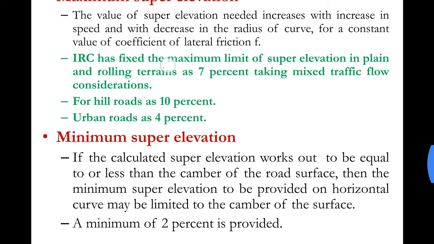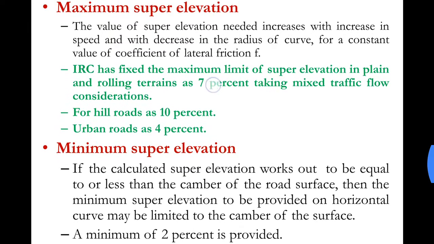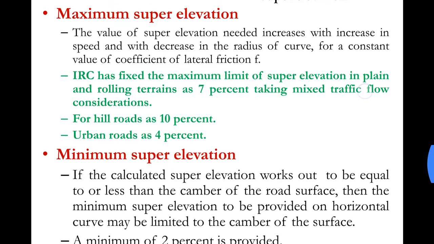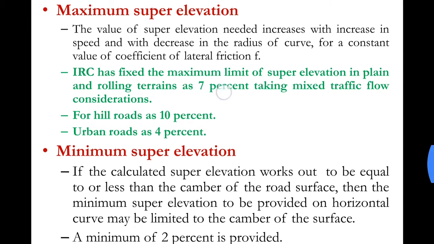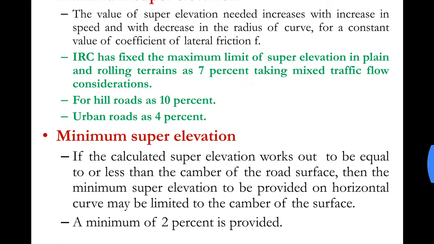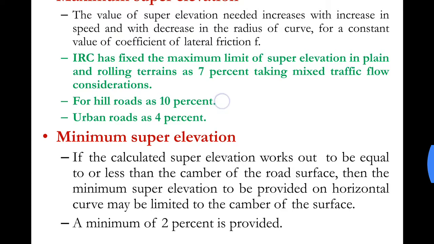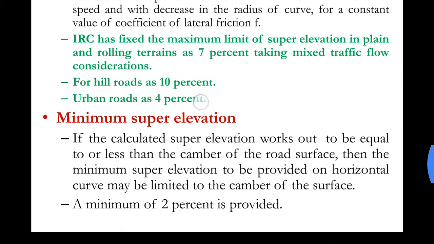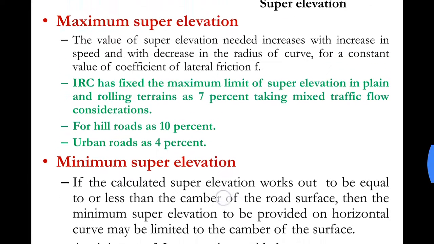IRC has fixed the maximum limit of super elevation in plain and rolling terrain as 7%, taking mixed traffic flow considerations. So for plain and rolling terrain, the maximum super elevation that can be provided is 7% or 0.07. For hilly roads or hill roads, it is 10%. For urban roads, it is 4%. Now this is the maximum super elevation.